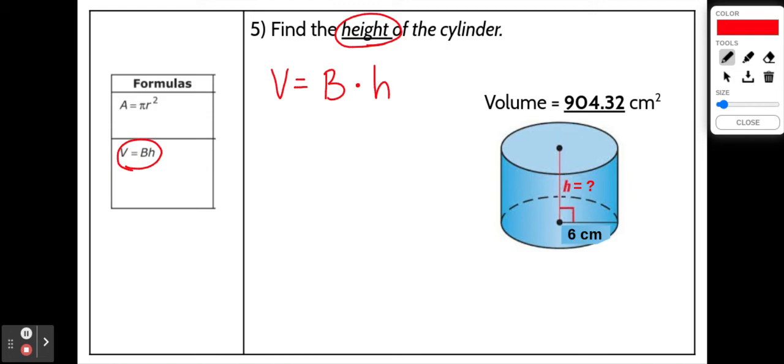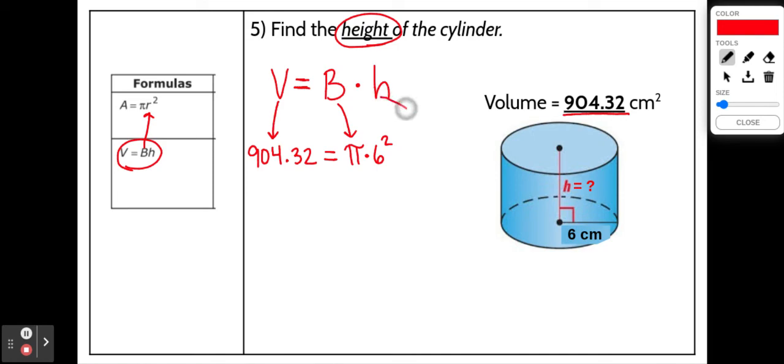Now let's write down what we know. We know that the volume is 904.32 centimeters. Okay, then I want you just to copy down the equal sign. Okay, then next I'm going to put the area of the big base. Can I figure that out? Yeah, the base is a circle. And I know the radius is 6. So to find the area of the big base, it would be pi times radius squared. And the radius is 6. So pi times 6 squared. That's the area of the base.